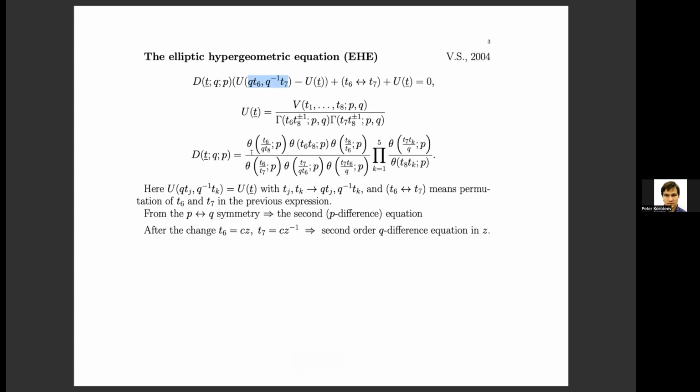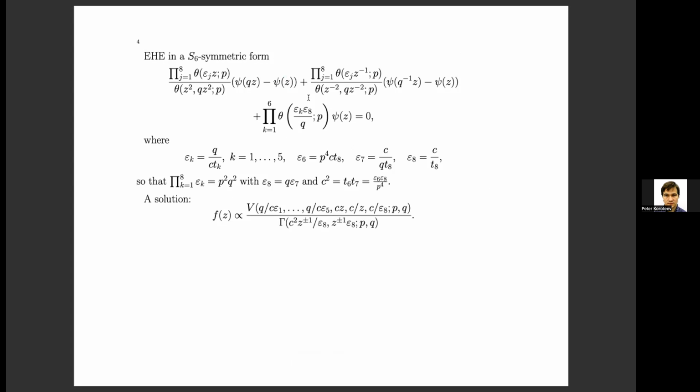It has the following form. You have here 8 theta functions in the numerator and 8 theta functions in the denominator with some particular cute combination of parameters. And this term means that you have exactly the same expression as the previous one, with the parameters T6 and T7 exchanged. And so this is the equation. In order to see that this is a q-difference equation of the second order, you just parameterize T6 and T7 as given here. Then you see immediately that this change is equivalent to just scaling z to qz, and in this piece it will be scaling of z by q inverse z. And so it's exactly the q-difference equation of the second order.